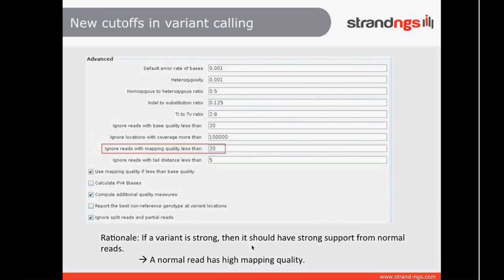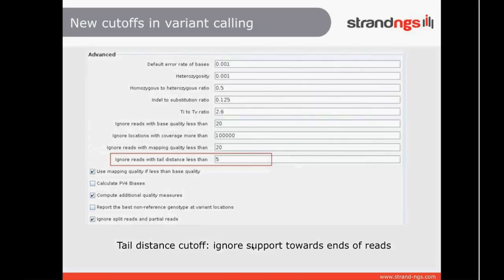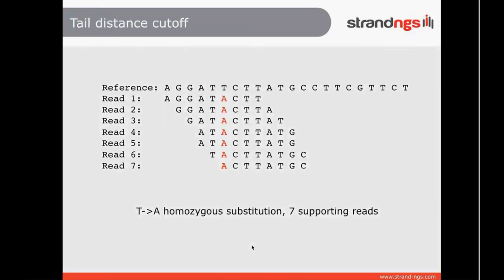That's one way of looking at it. There are many other ways to look at normal reads as well. The next way is the tail distance. So this tail distance cutoff, which is also new in 3.0, is saying that, well, let's ignore supported towards reads.